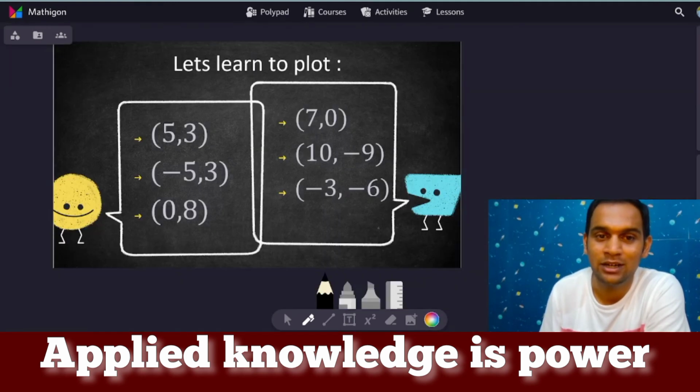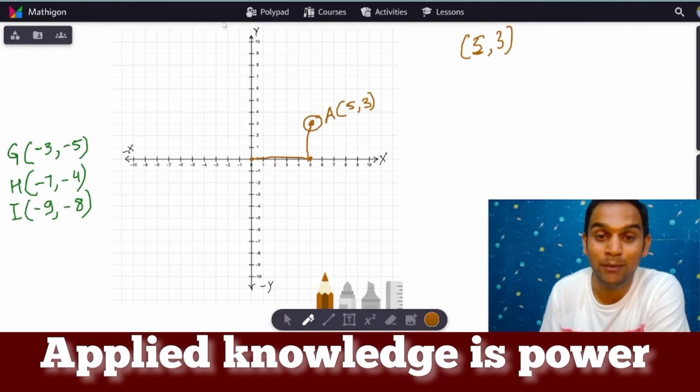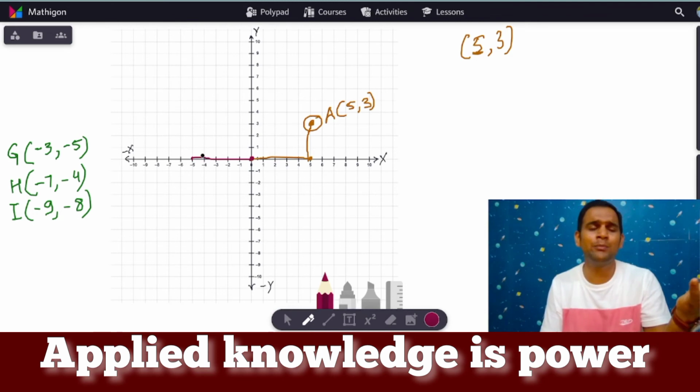I hope that is clear. What was the second point? The second point was minus 5 comma 3. So where do we have to start? Again, we have to start from 0. This time we have to move minus 5. So always start the movement with the x-axis.